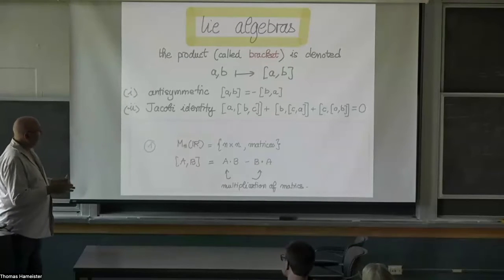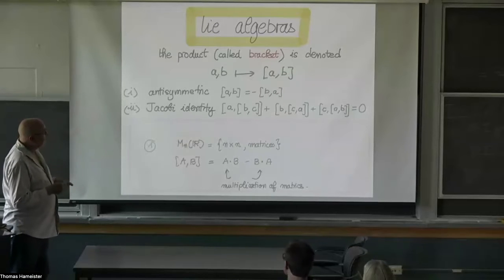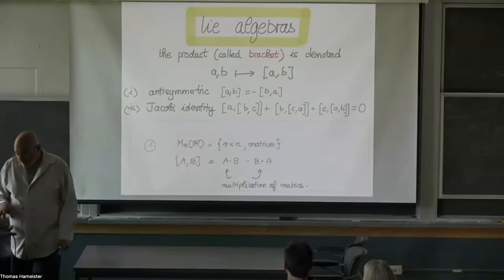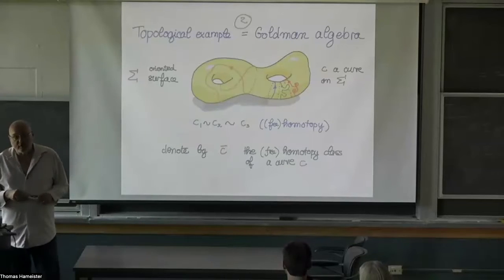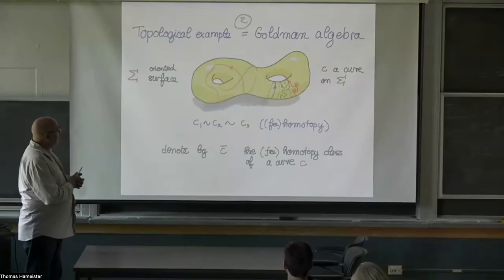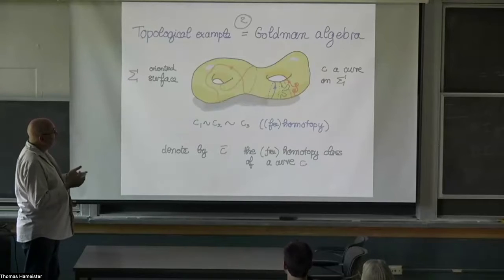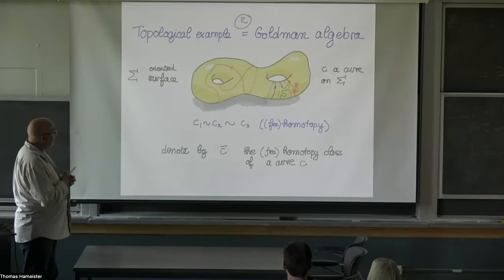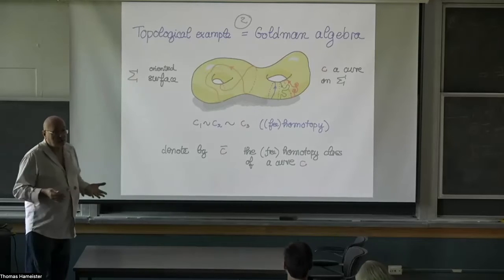Of course, all this has been very elementary. So now I'm going to give you another example, which is actually due to Bill Goldman, which is an infinite dimensional Lie algebra, and which is a topological object. You start with a closed surface. An important thing about surfaces is that you can draw curves on them.